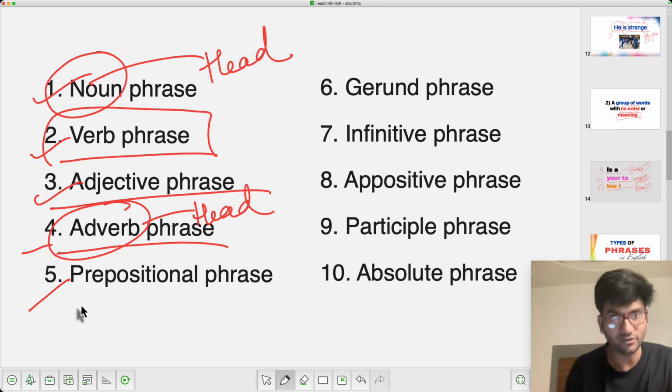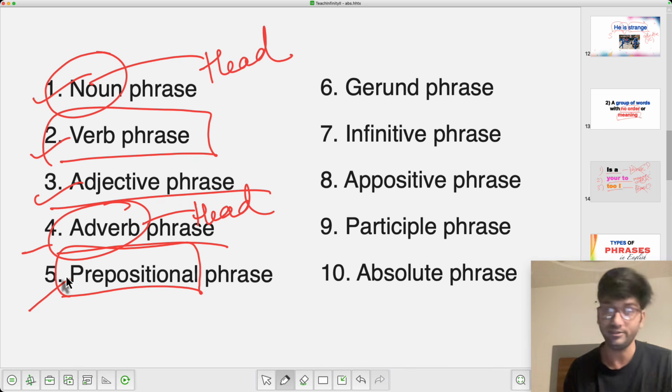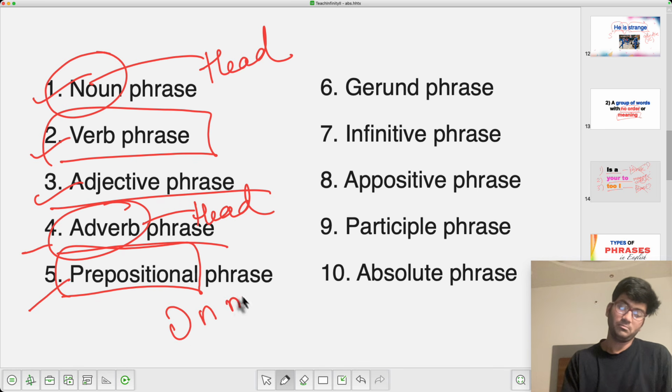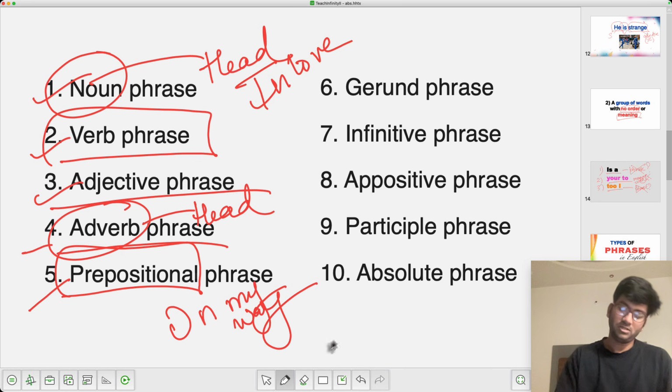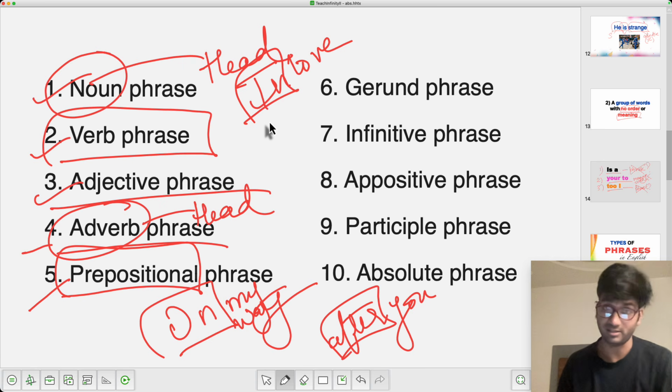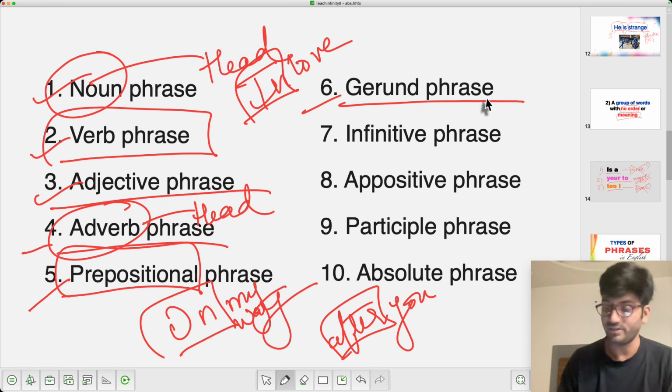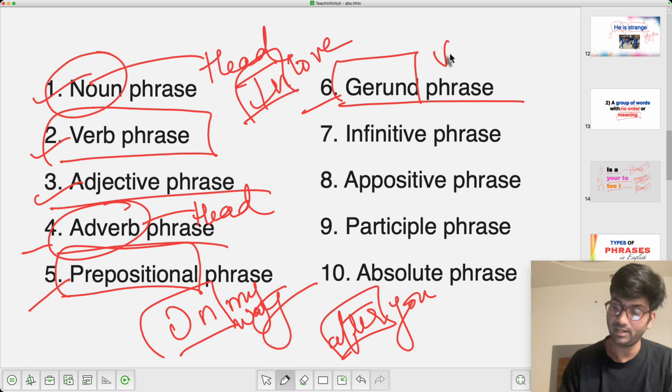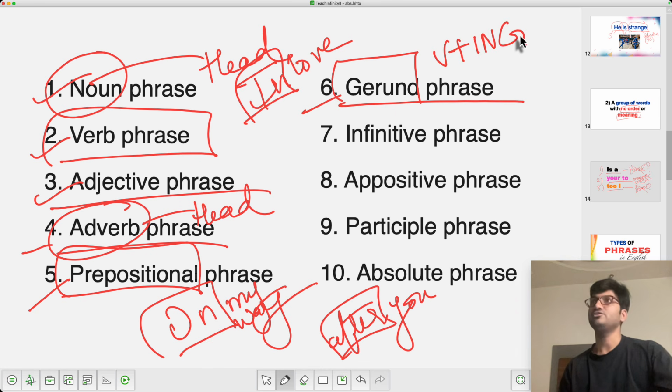Number 5, a prepositional phrase. It is a phrase that has nothing to do with functionality; it has to do with identification. A prepositional phrase just starts with a preposition, for example, on my way, in love, after you. These are prepositional phrases starting with a preposition. That's it. They're not going to function as a preposition in a sentence. Number 6, a gerund phrase. A gerund is a verb ending with -ing, like teaching, and it functions as a noun. Teaching is my passion. I love sleeping.